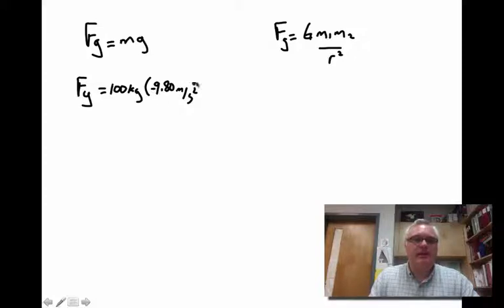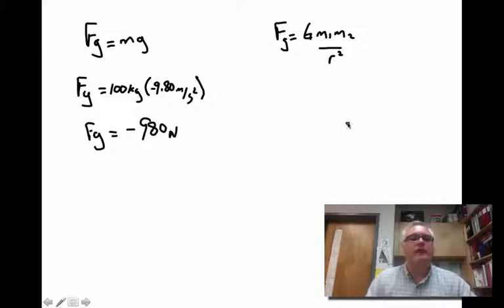It's a negative acceleration, so I get a direction for this force. It's negative 980 newtons, right? So I'm pulled down with a force of 980 newtons. If I use Newton's universal equation, I get the same answer, right?